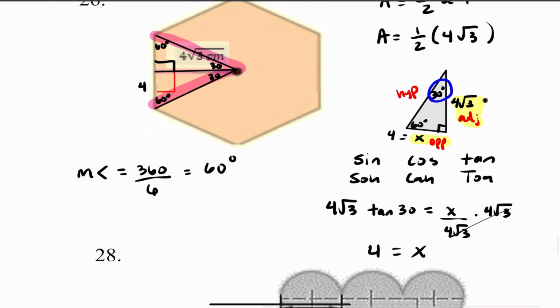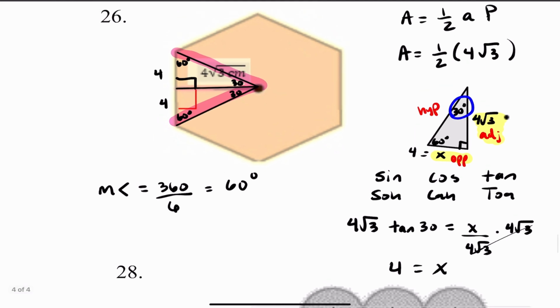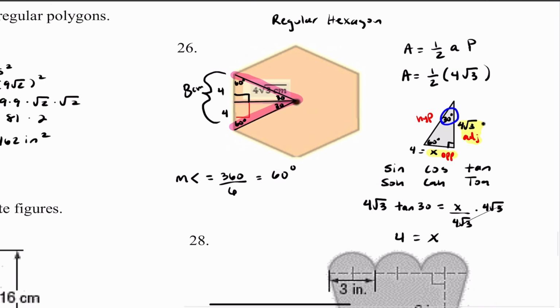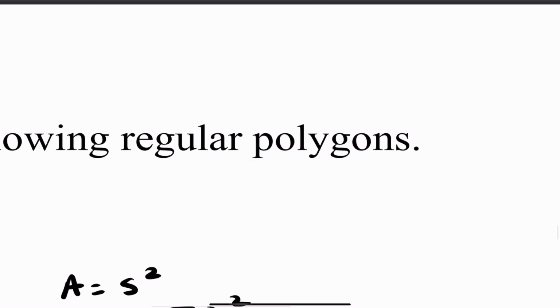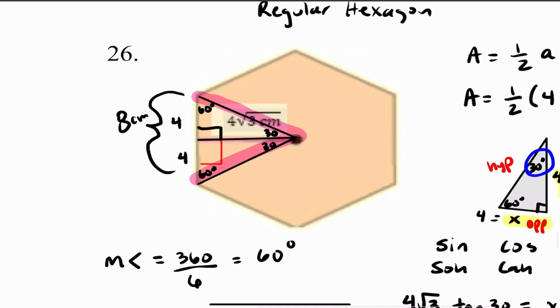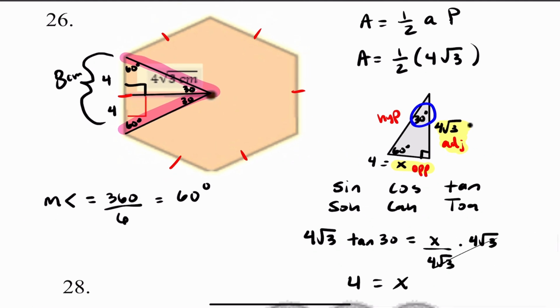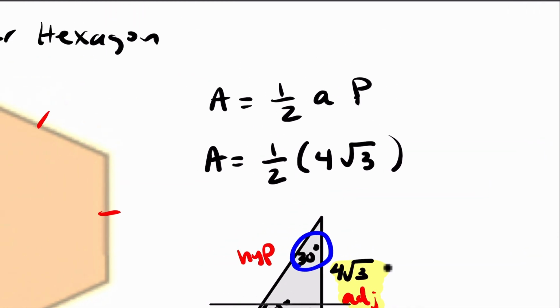So this side is 4. This side is 4. So we can go ahead and say that this side is 8. So this is 8 centimeters. All right, and because it's a regular polygon, all the sides here are congruent to each other. So I just need to do 1, 2, 3, 4, 5, 6 times 8, and that's my perimeter. I'm adding up all the sides here. So 6 times 8, that's 48.